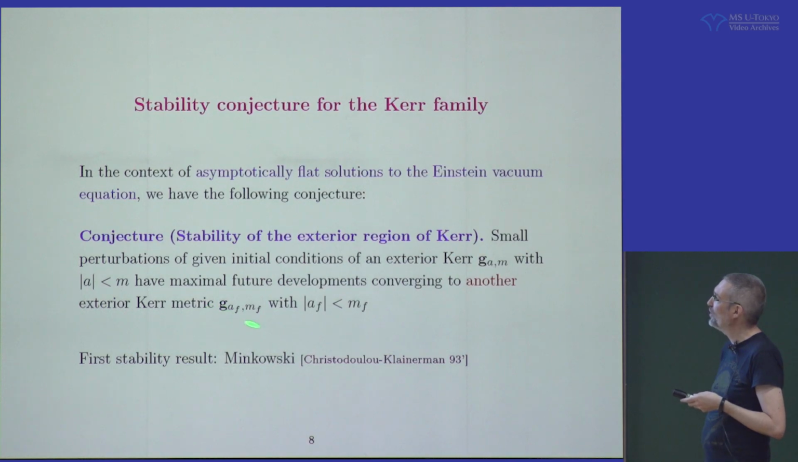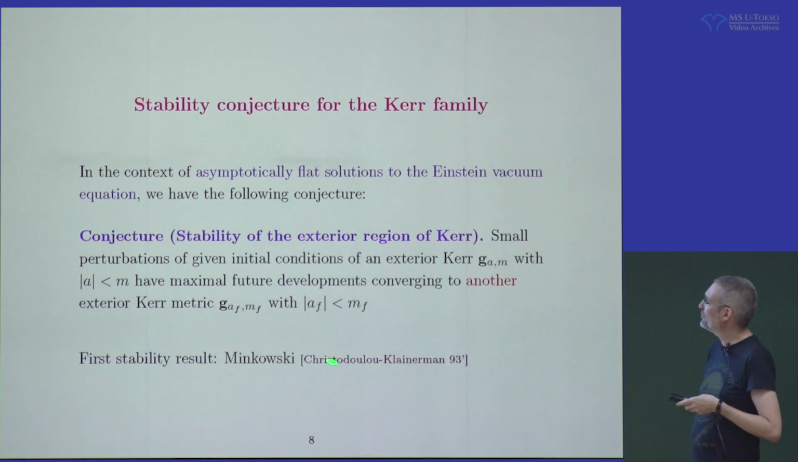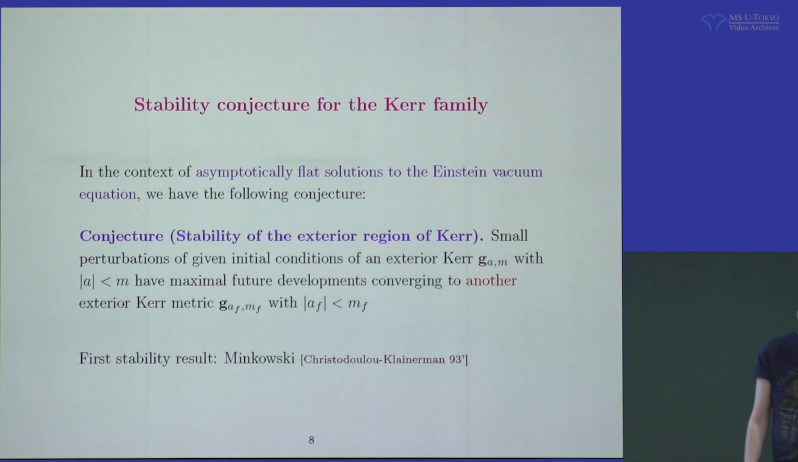So in the limit, you will converge to a different member of the Kerr family, and tracking the final mass and the final angular momentum is an integral part of understanding this conjecture. Okay, and maybe let me talk about a related result, which is the seminal work of Christodoulou and Klainerman, the first stability result in the field, which is the stability of the Minkowski spacetime. In other words, this is the stability of the flat solution. So here the link is that now this is a conjecture for the stability of more complicated solutions, namely Kerr black holes.